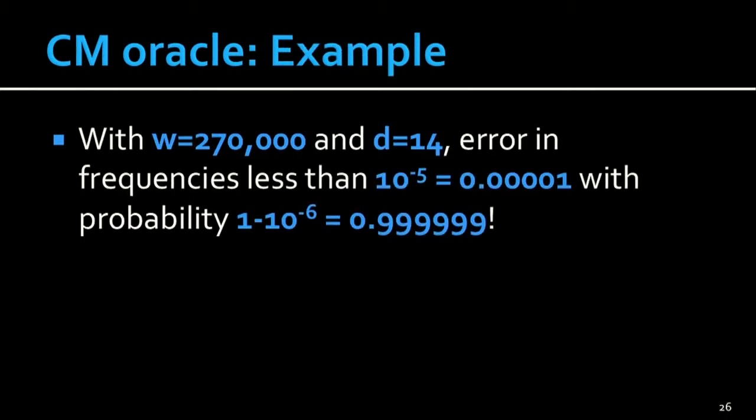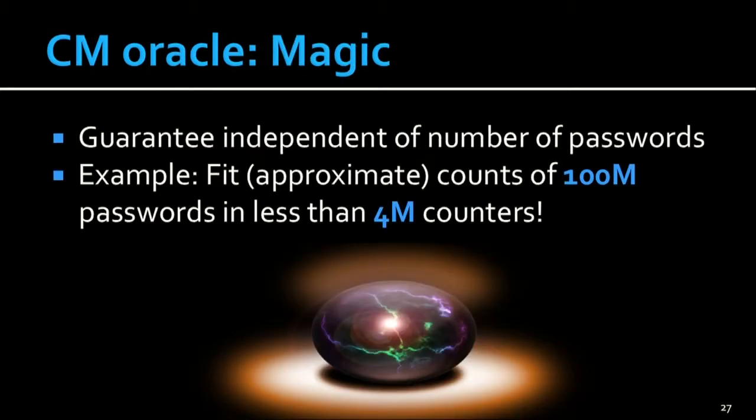Let's see an example of this. So if you choose W to be 270,000 and you choose D to be 14, then the error that you get in frequencies is less than 1 over 100,000 with probability 1 minus 1 over a million. So it's a pretty accurate oracle. And what's the magic in this oracle? The magic is that this guarantee that we just saw holds independent of the number of passwords. So as an example, it can fit the approximate counts, but these are really good approximations, of the counts of 100 million passwords in less than 4 million counters. It kind of looks like magic.